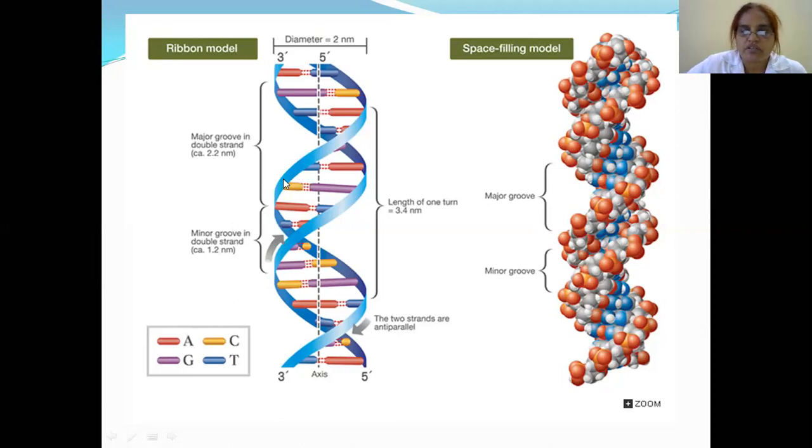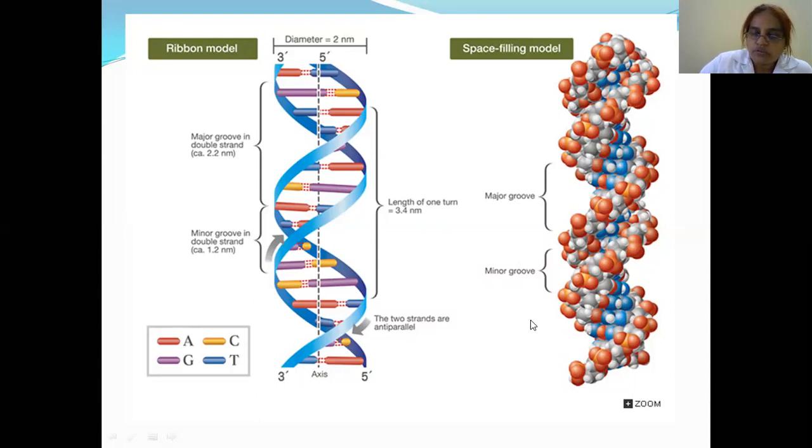Out of the two strands, one strand contains the genetic information, known as the sense strand. The other strand is known as the anti-sense strand. You may have a doubt: why are we calling it 3' and 5'? Why don't we call it 3 and 5?